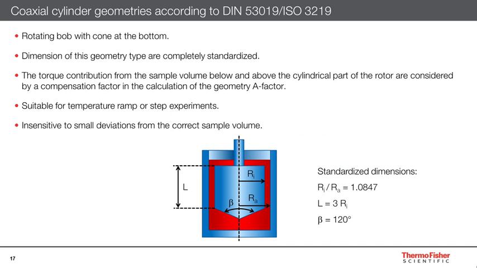The coaxial cylinder geometries according to DIN 53019 or ISO 3219 consist of a static cup and a rotor with a conical tip at the bottom. These coaxial cylinders are available in different sizes, but the dimension ratios of the cup and the bob are completely standardized. Some of the relations are shown here on the lower right. Unlike the coaxial cylinder geometries with the recessed ends, these geometries can be used also for performing temperature ramp or step experiments.